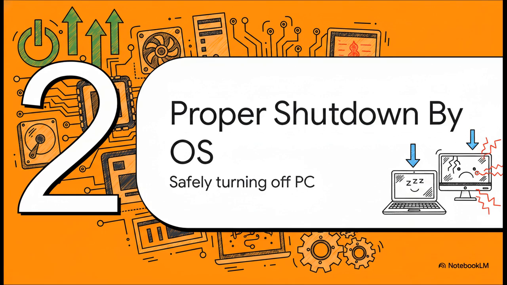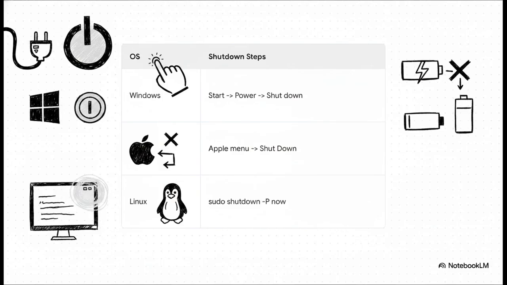Proper shutdown by OS. This is the safe, correct way to turn off your computer. Just like there's a proper process for waking your PC up, there's a specific, structured way to put it to sleep safely at the end of your session, and it varies depending on what you're using. If you're on Windows, you click Start, hit the power icon, and select Shut Down. On a Mac, you go up to the top left Apple menu and choose Shut Down. And for the Linux users out there, you can literally just type the terminal command sudo shutdown -P now. These exact clicks or commands are what tell your system to safely close up shop.